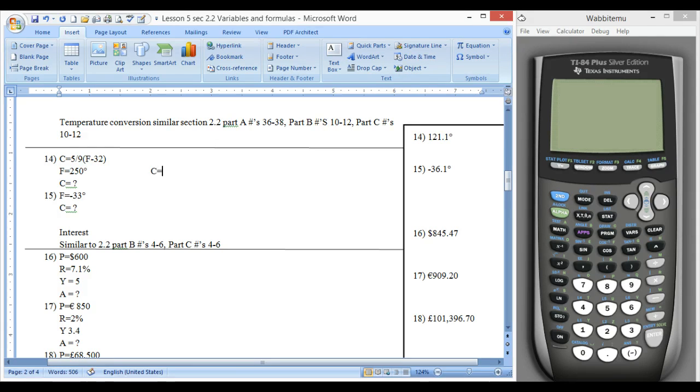C equals 5/9 parenthesis. I know the Fahrenheit degree, so here I can substitute in 250, subtract 32, and close the parenthesis. Now using the order of operations, Please Excuse My Dear Aunt Sally. In this case, and for the first time, we can actually calculate what's inside the parentheses. 250, whoops, 250, had to turn that back on, minus 32 gives me 218.